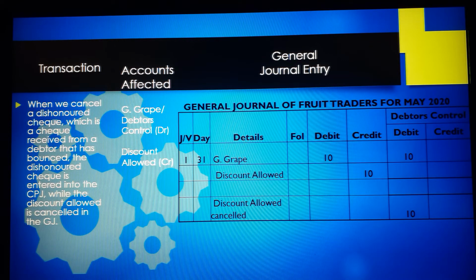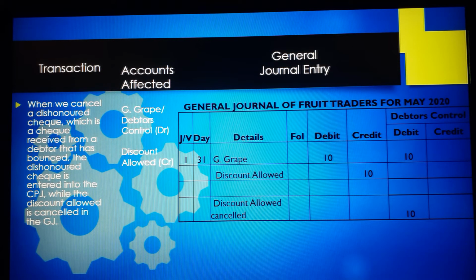Moving on to a dishonored check. Remember that a dishonored check only occurs when we receive a check from a debtor that has bounced. We therefore have to cancel the check that we have received. The cancelled check is entered into the CPJ, but we also need to account for the discount we might have allowed the debtor. In this case, we've got to cancel the discount allowed, so therefore the discount must get added back to what the debtor owes us.